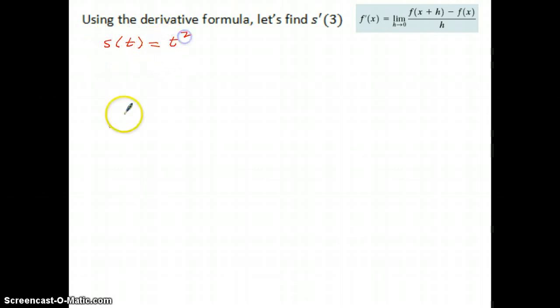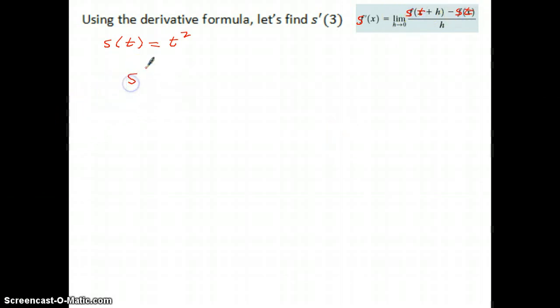S of t equals t to the power of 2. So, actually, our derivative right here, I copied and pasted the definition with f and x, but we can pretend for a second that we're looking for the derivative when s is in the place of f and the t value is in the place of the 3 there. So let's get this set up first, okay?